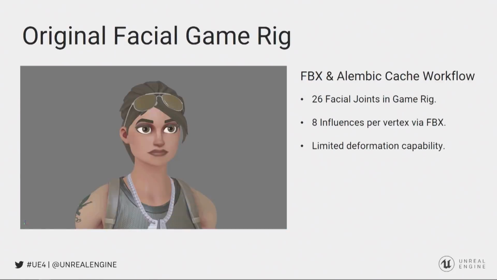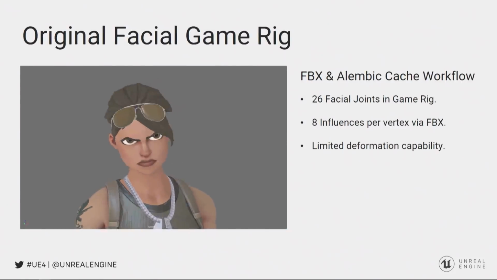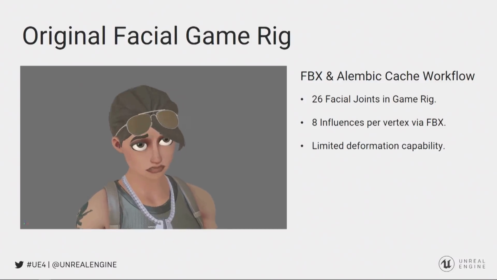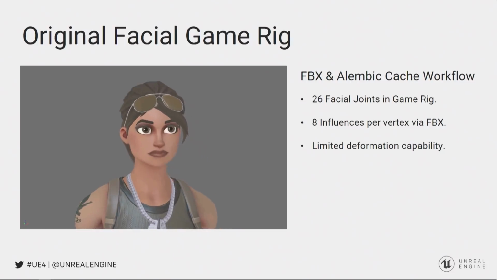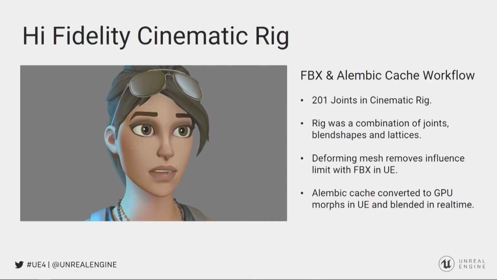So this is the game rig, okay? And this only had 26 facial joints, and there was a limitation to the number of vertex influences in FBX back then. We could only have 8 influences per vertex. So this was kind of a limitation for our animation team. They wanted to be able to have better facial expressions on the character. So a new rig was constructed, and that rig contained 201 joints, one joint down at the base in order to attach it to the rest of the body once it was spawned into the shot.